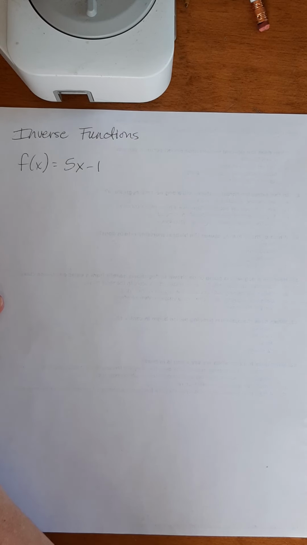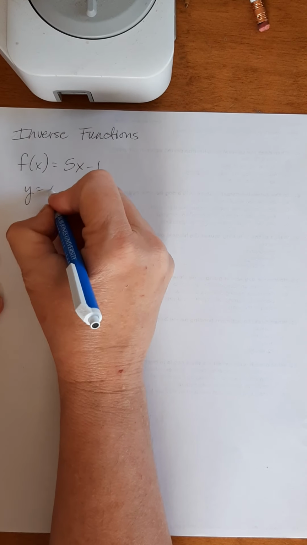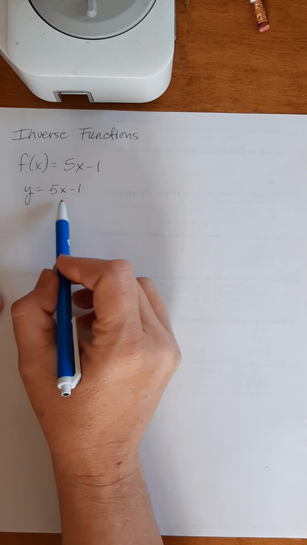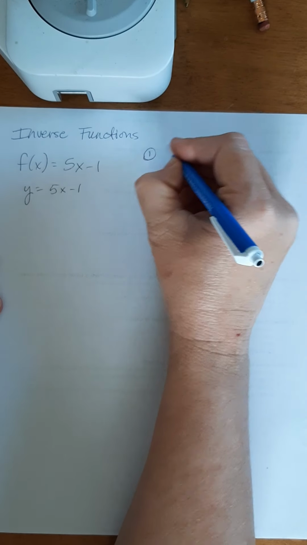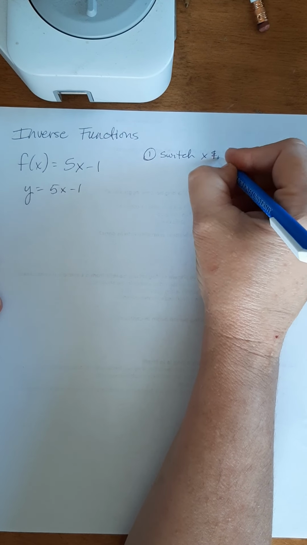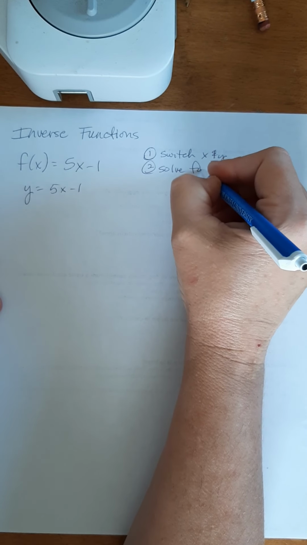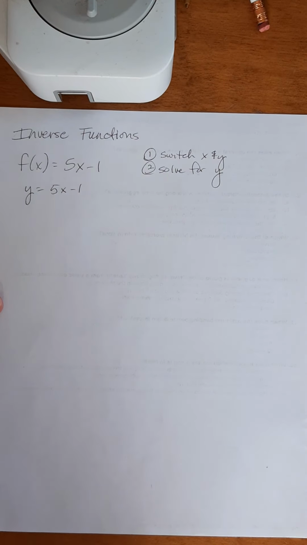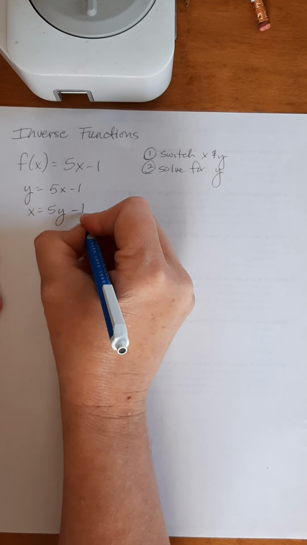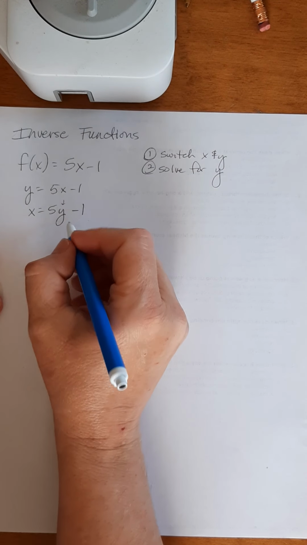If you want to find it algebraically, first replace the f of x with y, because you know it's the same thing. And then to find the inverse, you're always going to do two things. You're going to switch x and y, and then you're going to solve for y. So if I want to switch x and y, and now I'm going to solve for y just like normal.